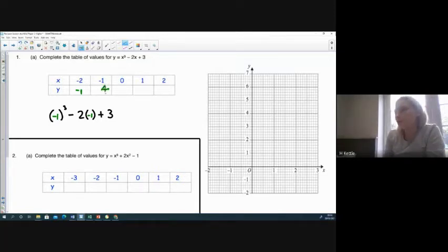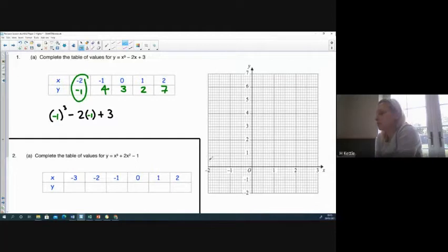And then I'm going to go back, left arrow, and change both of those to be 0. And that gives me 3. And then I'm going to left arrow, go back and change it to a 1. So we're doing 1 cubed minus 2 lots of 1, add 3, which is 2. And then I'm going to go back and change it to a 2. And that is 7. So now that we've got those values, each of these is a coordinate.